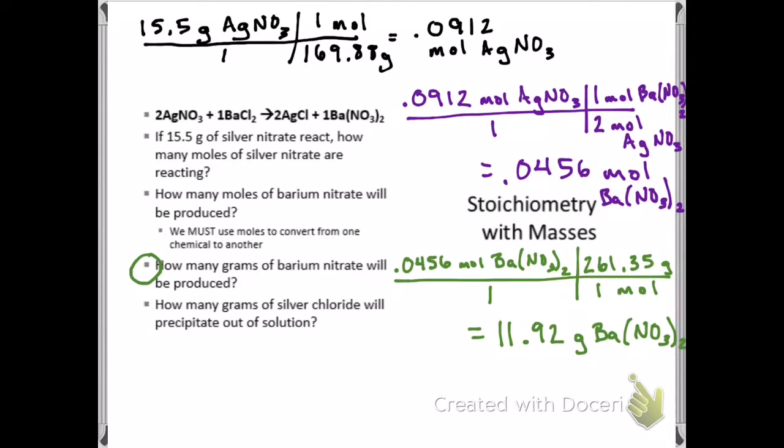So again, we put the things in the right place. We've got moles on top, moles on bottom, so our units will cancel. And when we multiply those two things together, we'll get 11.92 grams of barium nitrate.